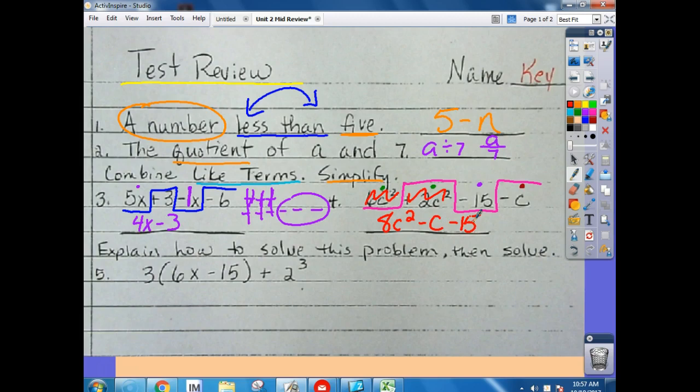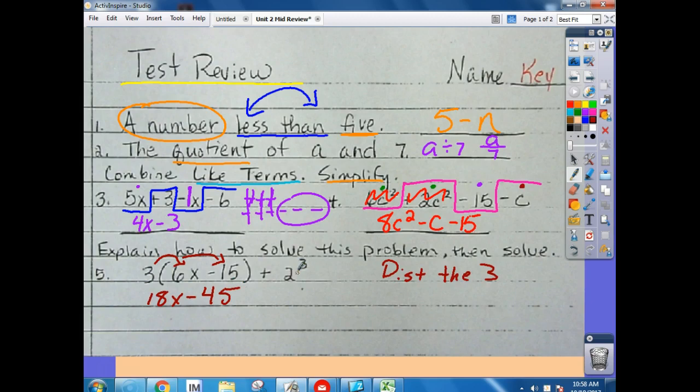On number 5, it does say to explain how to solve this problem, then solve. So a couple things I'm going to do here. I am going to distribute the 3. That will be my first step. This acts as a multiplier on the outside here, and I'll multiply it by each of the things in here. 3 times 6, that's 18x, because I've got 6x 3 times, but I'm also multiplying this 3 times 15. That will get me 45. I'm going to keep my minus here, minus 45.